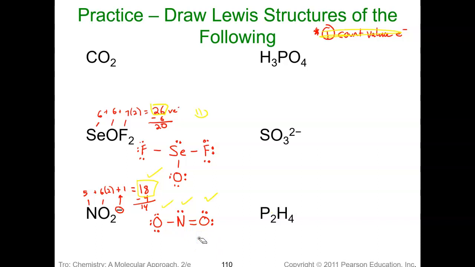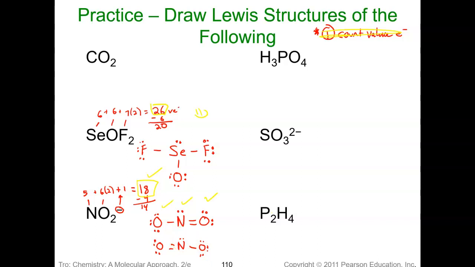Now, we could have put a double bond on the other side. Absolutely, we could have done that. So we could have ended up with the double bond over here. That would have been perfectly fine. This is called a resonance structure, which we're going to talk about in just a minute.